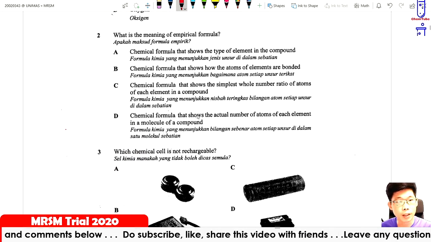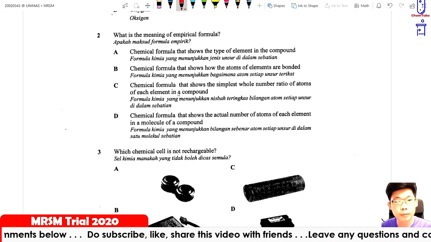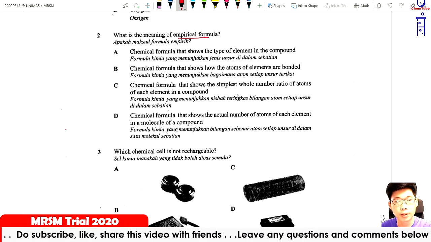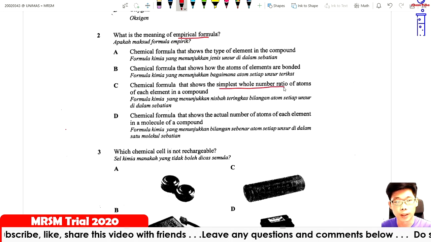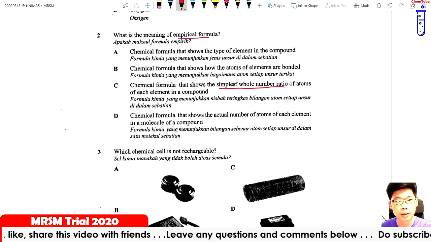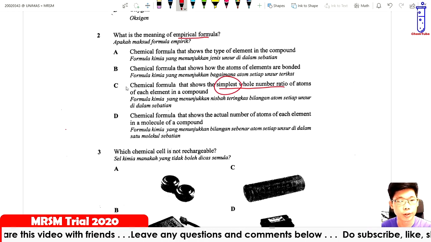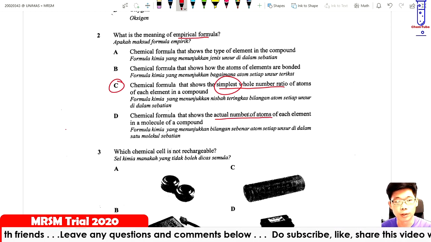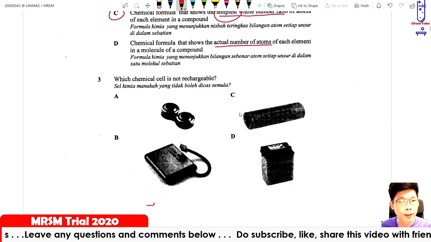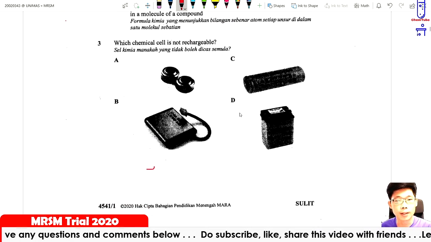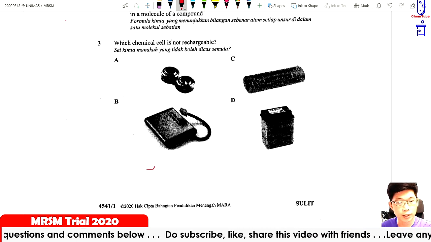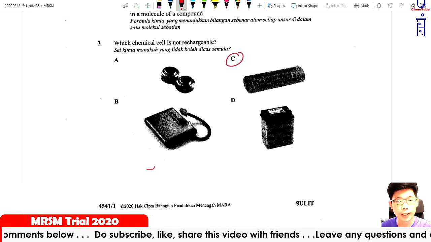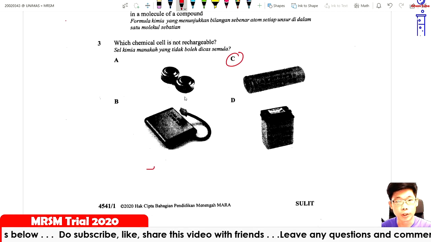Number 2, what is the meaning of empirical formula? For empirical formula, we need to find the words simplest whole number ratio of atoms for each element. So the keywords here are simplest whole number ratio, so C. The actual number of atoms refers to the molecular formula. Question number 3, which chemical cell is not rechargeable? Not rechargeable should be the normal battery, so C. The others can all be charged or rechargeable.